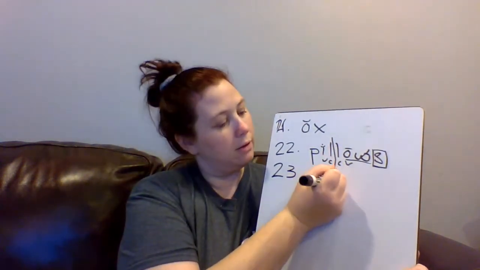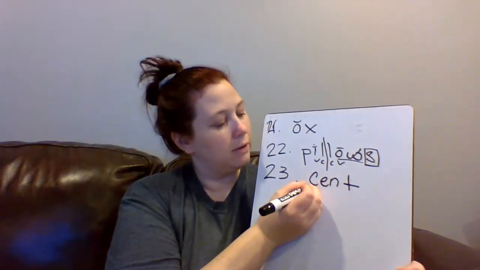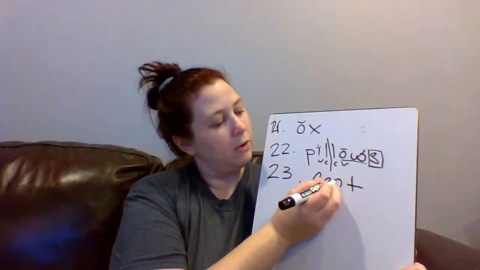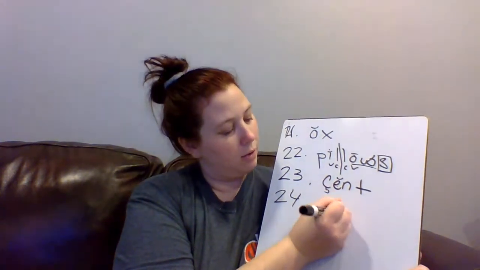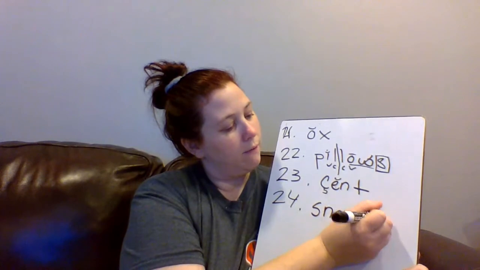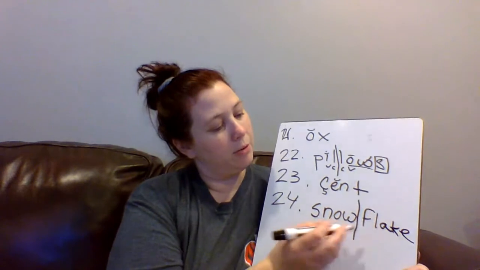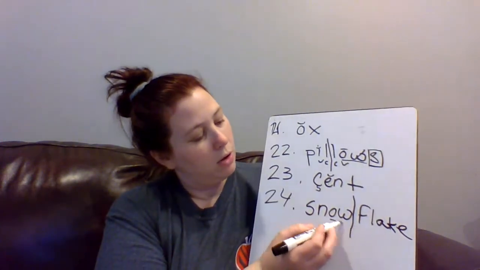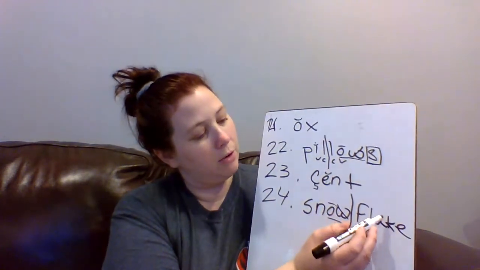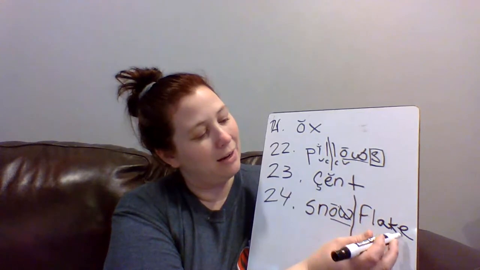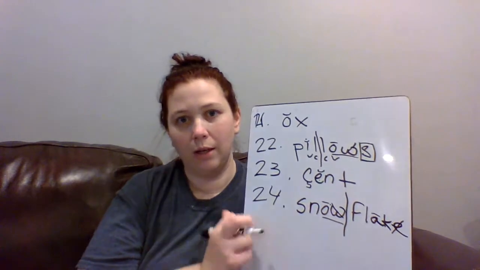23, scent. Here's that soft C, scent, so it gets the cedilla. And then we just have vowel consonant gets a breve over the E. 24, here's a compound word, snowflake. We're going to draw a line between the W and the F in snowflake, and then code. OW is a digraph, and we're going to cross off the W, O on top, macron on top of the O. Here we have a consonant-E, so again, macron on the A, cross off the E, snowflake.